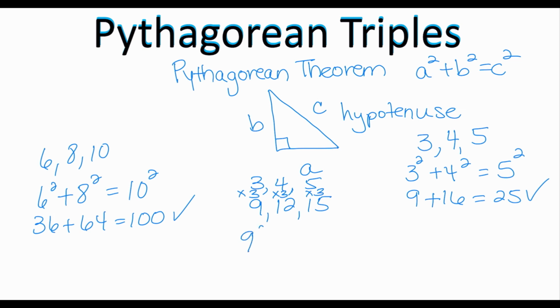If I go 9 squared plus 12 squared, that should equal 15 squared. Let's go ahead and test it out. 81 plus 144 should equal 225. And yes, 81 plus 144 is in fact equal to 225. So a Pythagorean triple are basically measurements that when you fit them into the Pythagorean theorem, they always work.